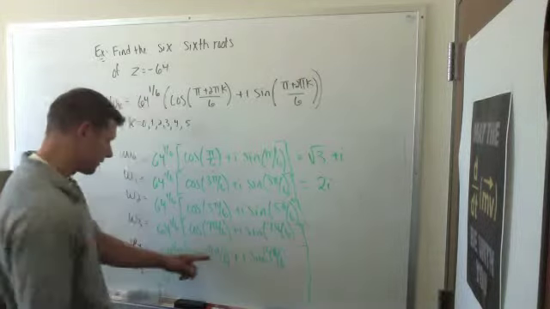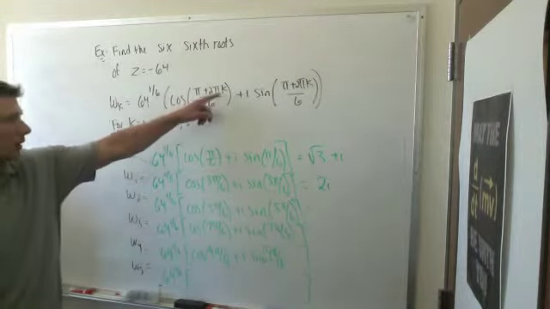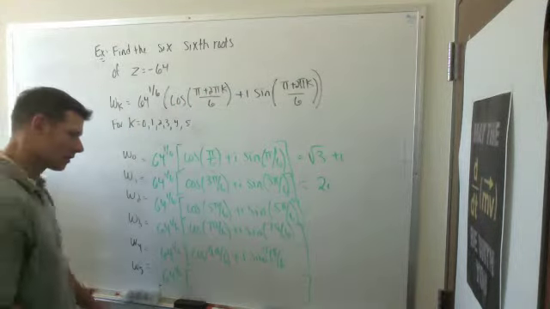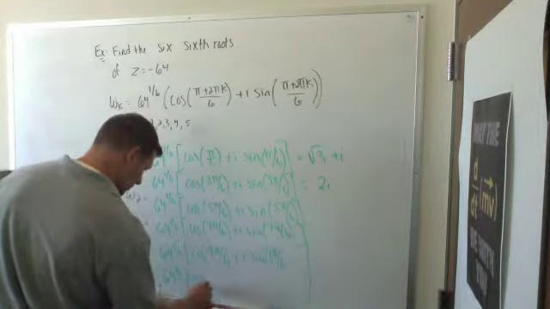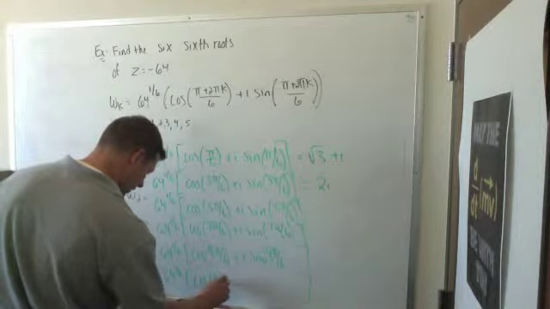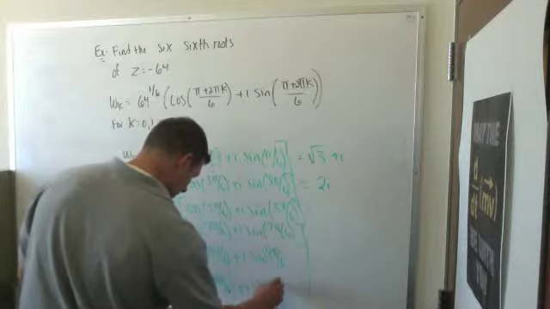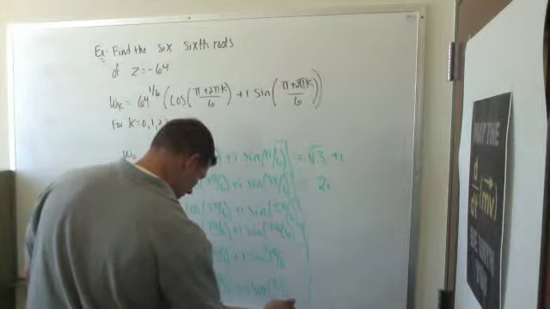Again, how am I getting these values? All I'm doing is plugging in 4 here. 4 times 2 is 8. 8 pi plus 1 pi is 9 pi. Okay. Cosine 11 pi over 6 plus i sine 11 pi over 6.